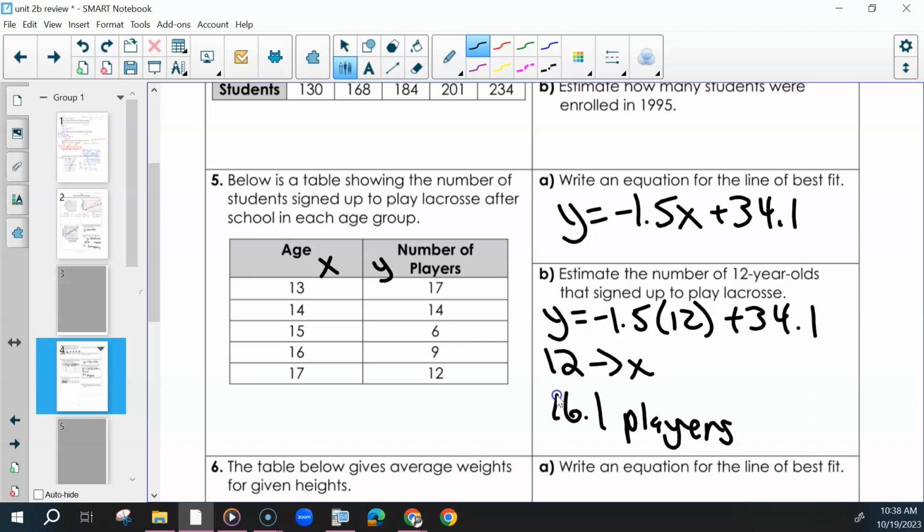Okay. And then is 12 inside or outside of this data? Does 12 fall within these numbers? No, so would that be inside or outside? Outside.